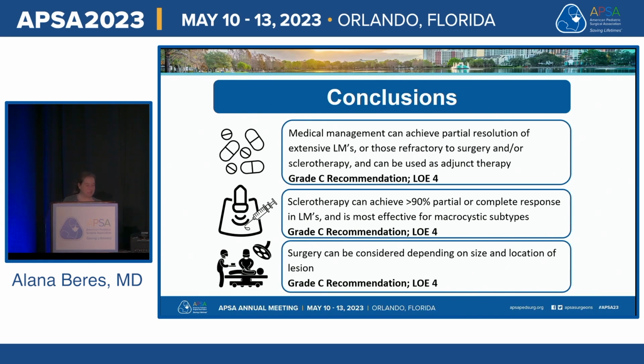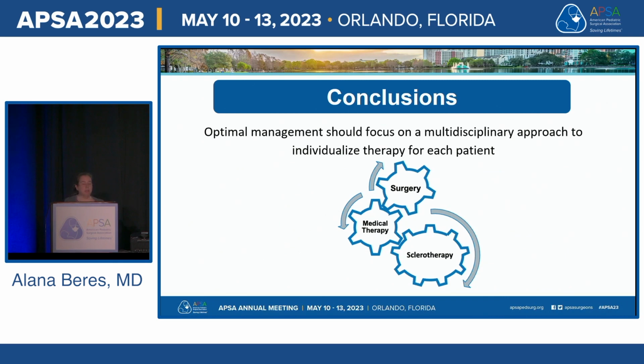So in conclusion, to summarize our systematic review, medical management can achieve partial resolution of extensive lymphatic malformations or those that are refractory to surgery or sclerotherapy and can be used as adjunct therapy. Sclerotherapy can achieve greater than 90% partial or complete response in various lymphatic malformations and is most effective for macrocystic subtypes. Surgery can be considered depending on the size and location of the lesion. All of these recommendations are grade C and level of evidence 4. Optimal management should focus on a multidisciplinary approach to individualized therapy for each patient.